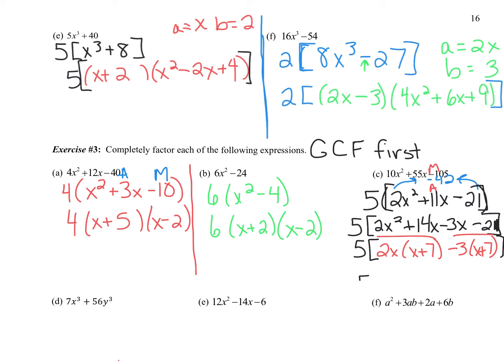So as my final answer, I have the 5. I take out the x plus 7, and I have 2x minus 3. So let's look at the next one, but we'll move down the page first.